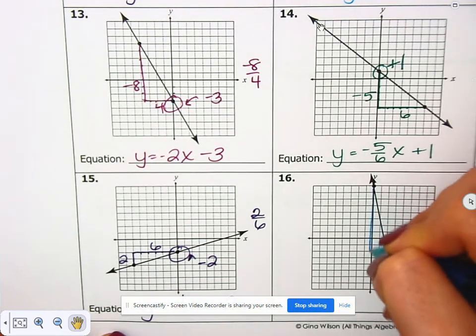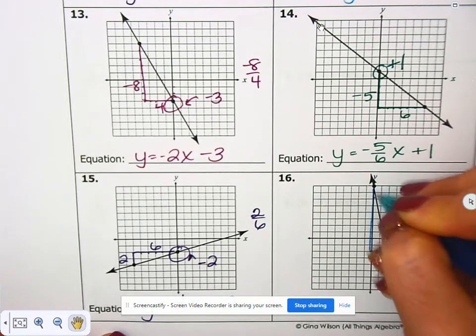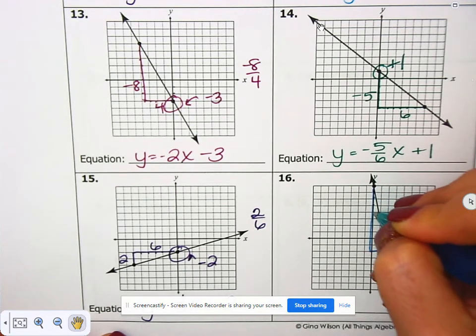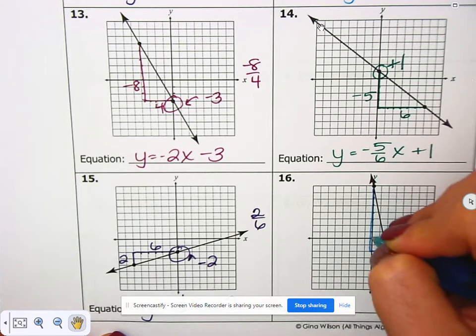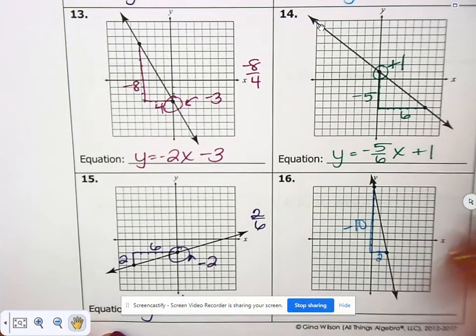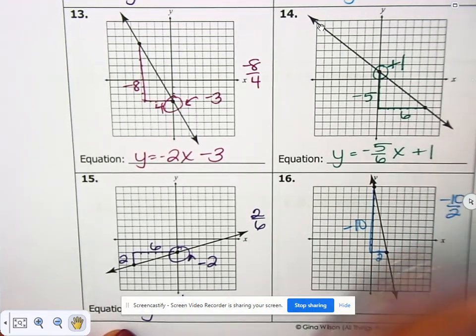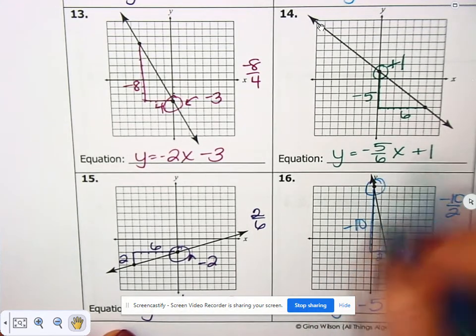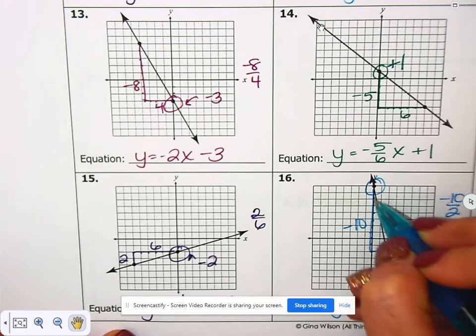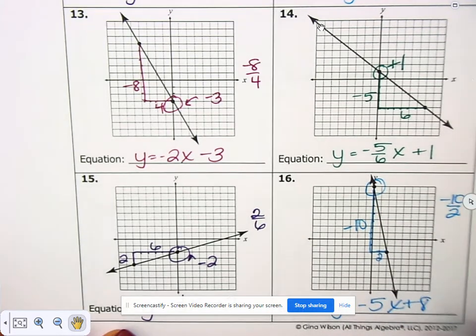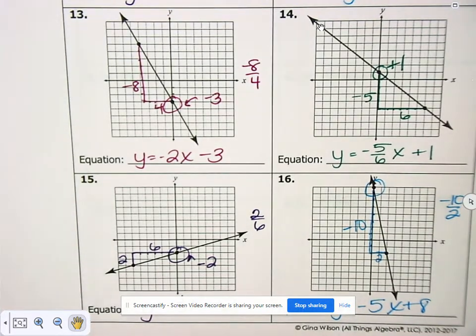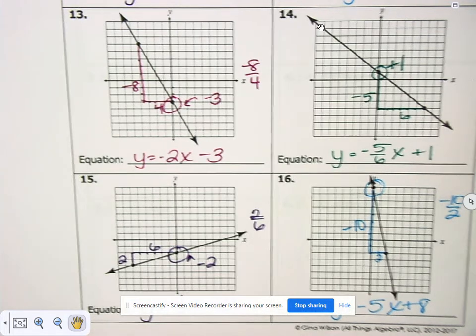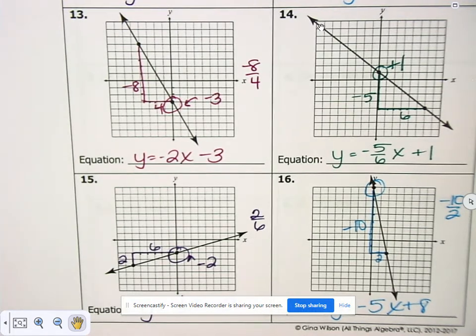And the last one of these, 1, 2, 3, 4, 5, 6, 7, 8, 9, 10. So that's a -10 over 2, which is -5x, and then up here at 1, 2, 3, 4, 5, 6, 7, 8 is your y-intercept. Okay, so that's writing the equation given m and b, so given slope and y-intercept, and then writing the equation from a graph.